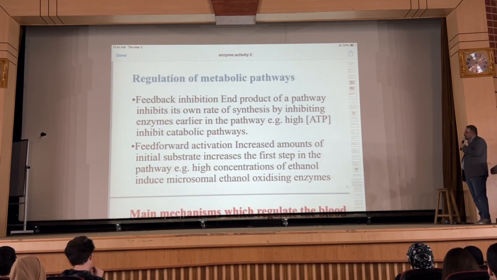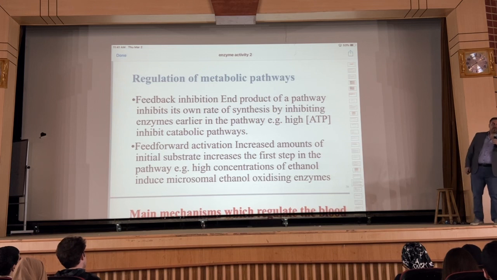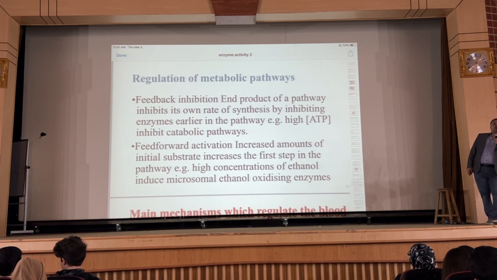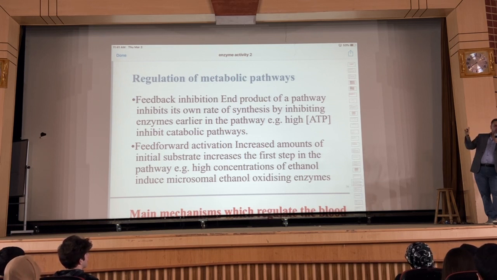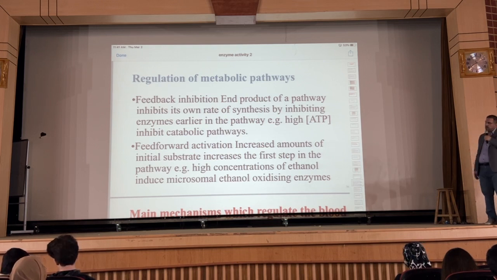Metabolic pathway, how are they regulated? What do we mean by metabolic pathway? I can show you. Oxidation. Glycolysis, oxidation. Basically, lipid degradation, lipid formation, carbohydrate degradation, carbohydrate formation, and for protein, protein degradation, protein catabolism.